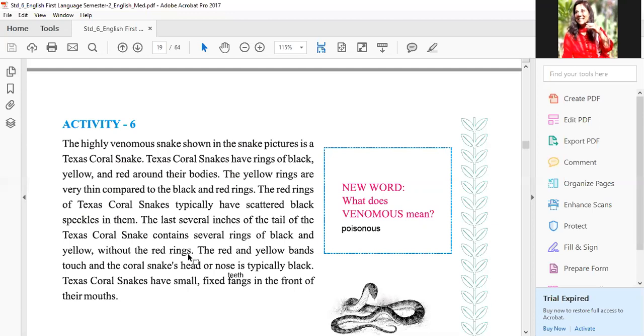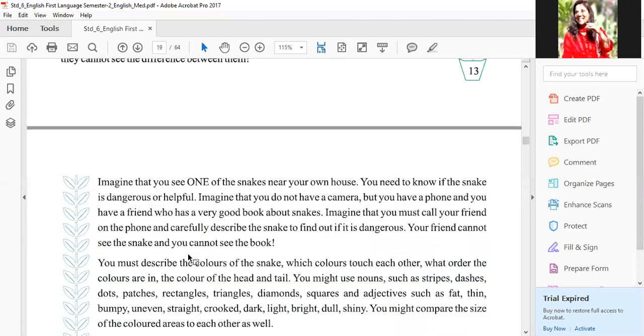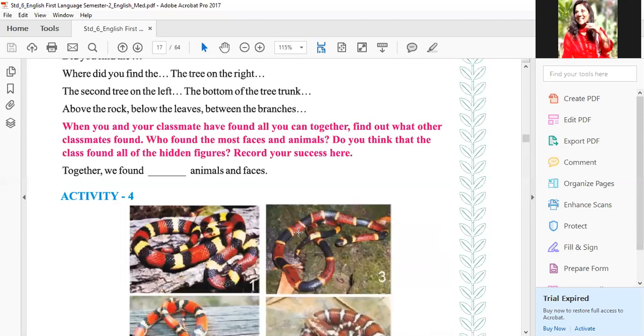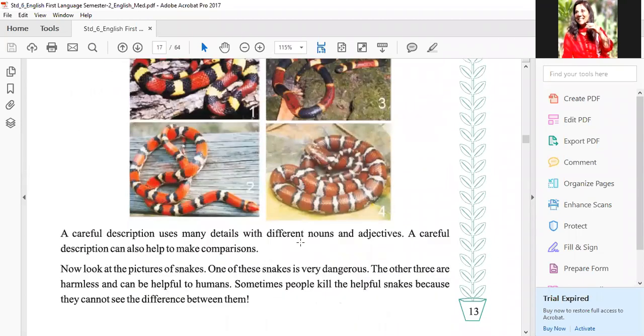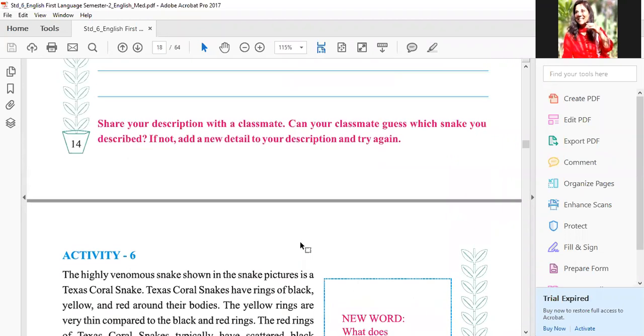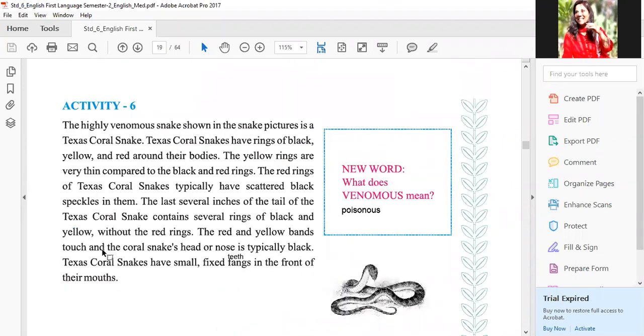red rings. और last की जो inches है ना वो tail वाली, ये देखो इधर tail वाली जो ये देखो, can you see this, right? ये tail में इधर देखो red color नहीं है, ये ज़्यादातर black and yellow वाला है, right? It does not have red color, right? So this is what it is saying. Last के जो है, the red and yellow bands touch and coral snake's head or nose is typically black.